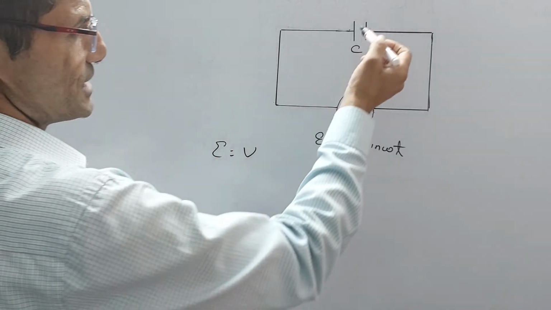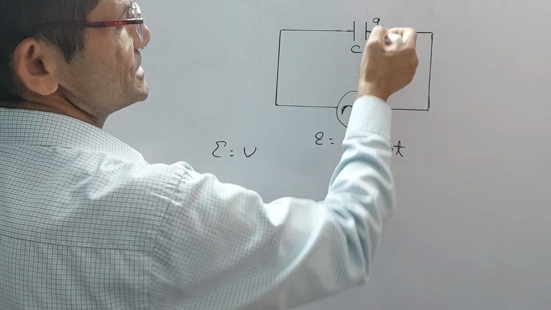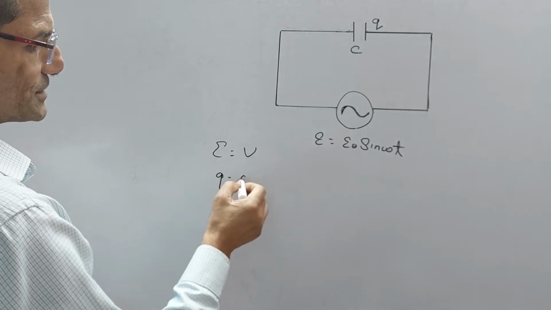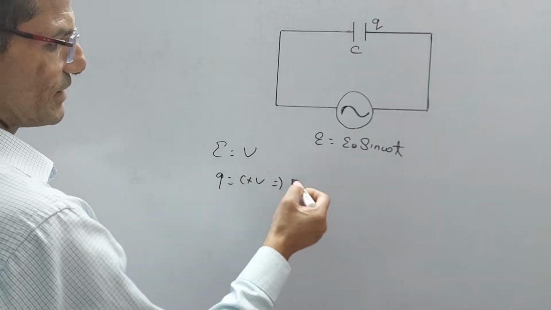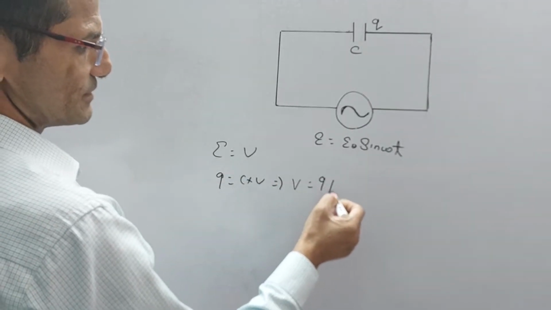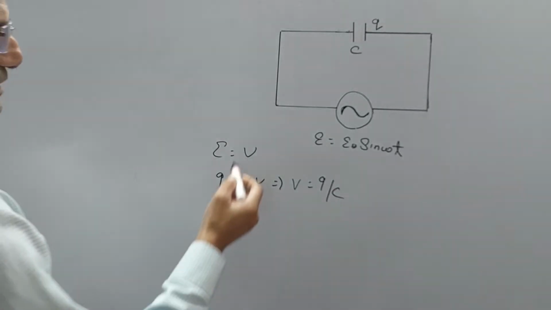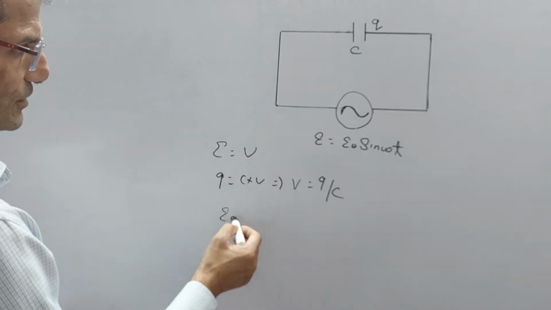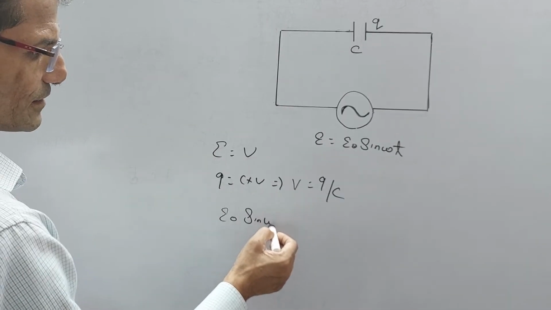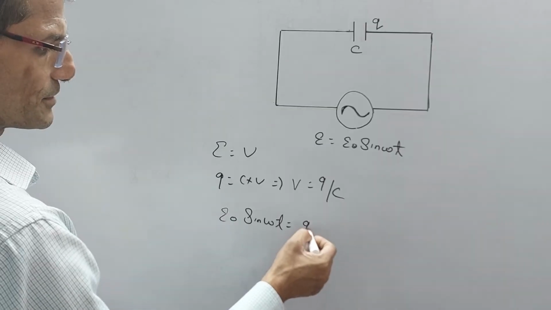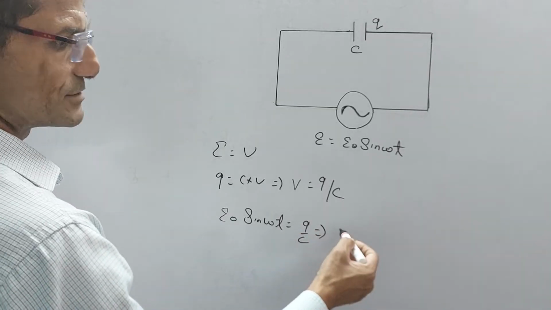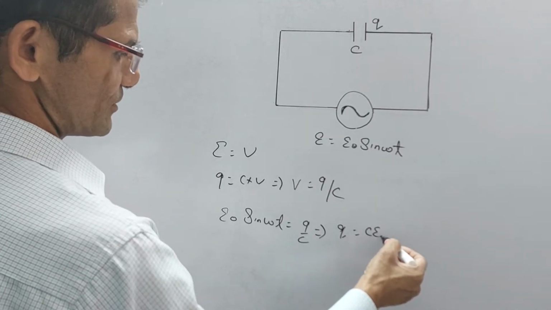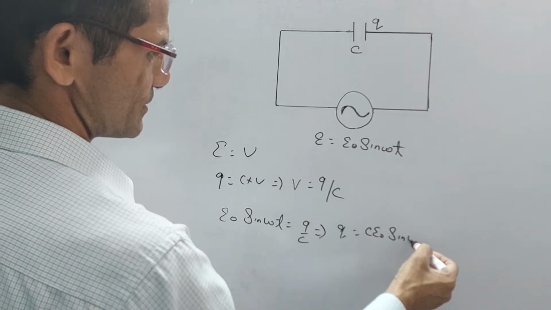We know that at some time, if the charge on the capacitor is Q, then Q is equal to CV. From here we can calculate the value of V, which is Q divided by C. If I put the value of V in this format, it will be E naught sin omega t is equal to Q upon C. From here, after simplification, we will have Q equal to C E naught sin omega t.